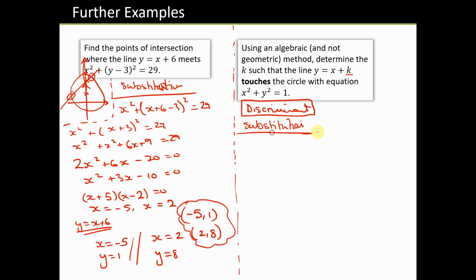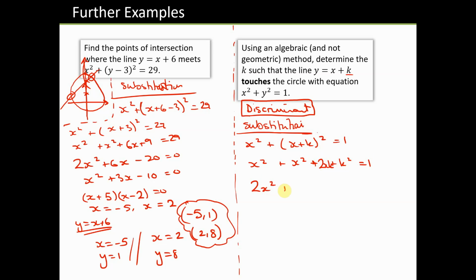some substitution. And I'm going to substitute y into where it says y squared. So x squared plus (x plus k) squared equals 1. When I expand that, I'm going to get, that's going to be xk, so 2xk.